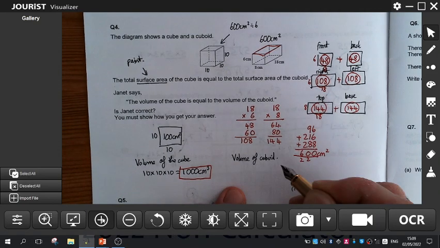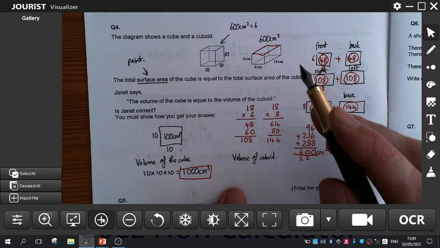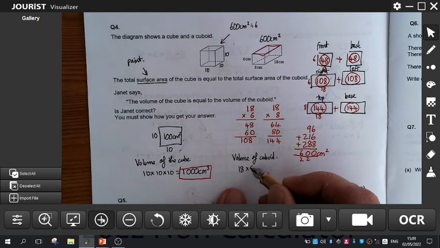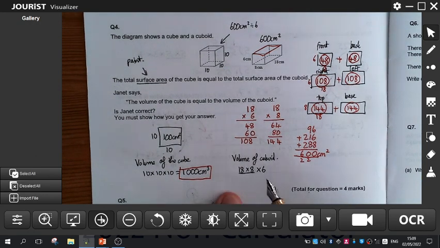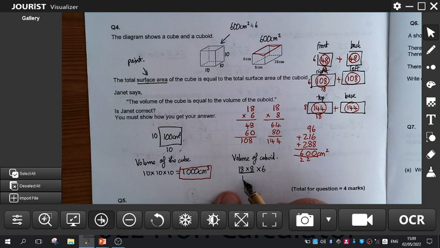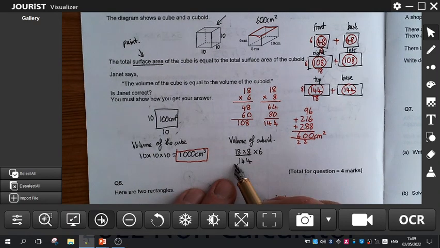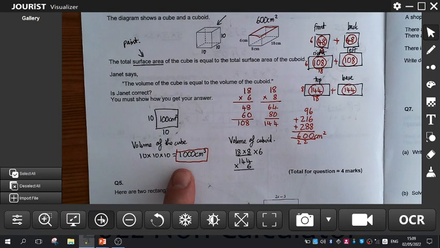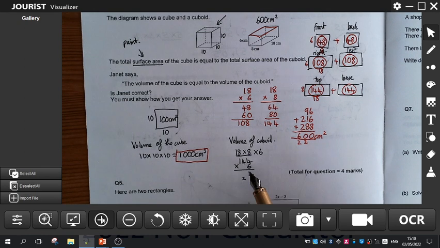For this, we've got to do 18 times 8 times 6. Fortunately, I've already done 18 times 8, it was 144, so I may as well use that working. And I've got to do 144 times 6. If it's the same as 1,000, then Janet's correct. 4 times 6 is 24, 4 times 6 is still 24, it's not changed, plus the 2 is 26. 6 times 1 is 6, plus the 2 is 8.